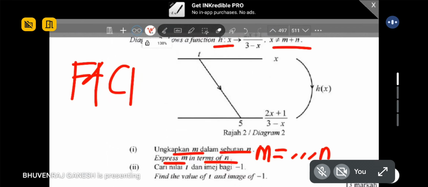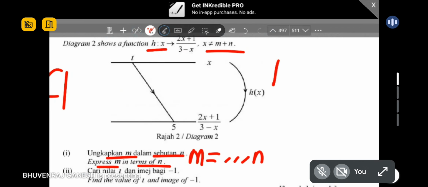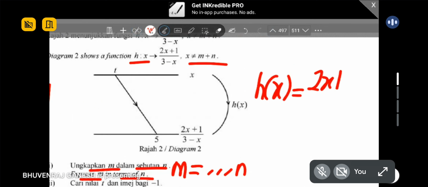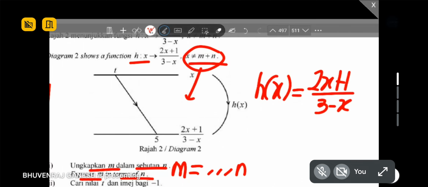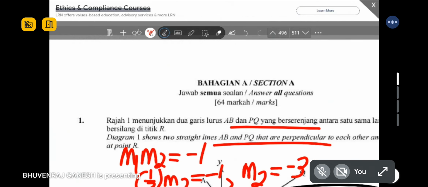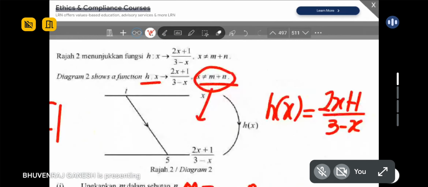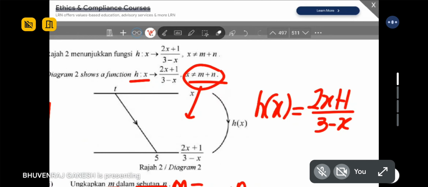Okay, all right. So based on your function, guys, can you all tell me Hx? Oh, sorry, the question is given already. Never mind. Hx is equal to 2x plus 1 over 3 minus x. So what you can do from here is, this one: x cannot equal to m plus n. What is the meaning of this, guys? Can you all tell me first? Apa maksud pernyataan tu? Why do they say x cannot equal to m plus n?